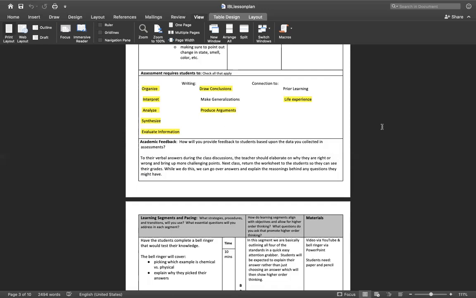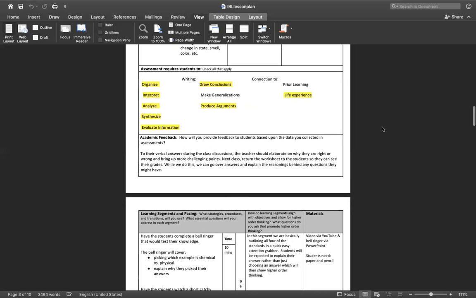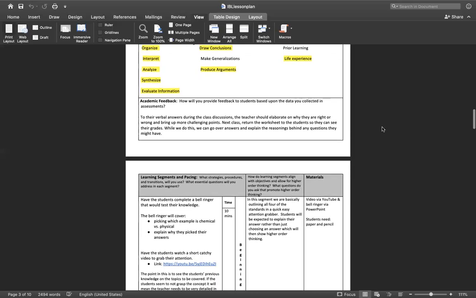For the academic feedback to the verbal answers during the class discussion, we would elaborate on why they're right and why they're wrong and bring up more challenging points to discuss. Then the next class, when they return, we will return the worksheets to the students so that they can see their grades. While we do this, we can go over their answers and explain the reasoning behind any of the questions that they might have.